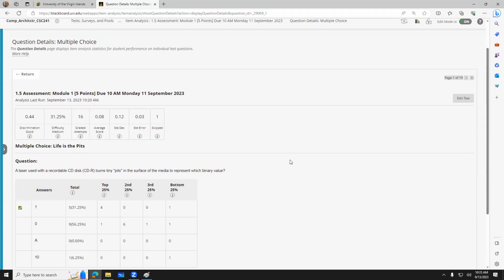The multiple choice item that posed the greatest challenge for all students reads, a laser used with a recordable CD burns tiny pits in the surface of the media to represent which binary value? And the answer is 1. The presence of a pit means 1. The lack of a pit means 0. So if there's no pit, it's 0. If there's a pit, it's a 1. And that's oversimplifying things. But it's also true of magnetic metal platters on a traditional hard drive that are spinning.